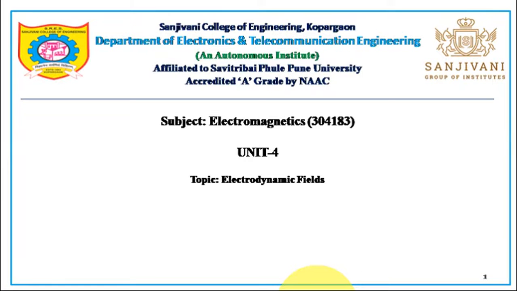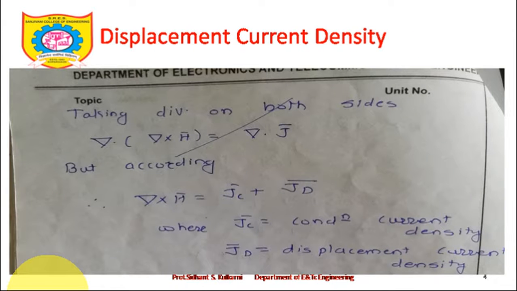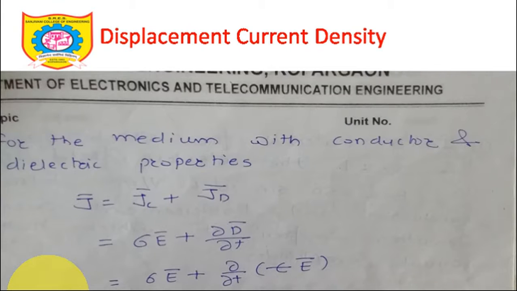Welcome back, students. In the previous lecture we started with the electrodynamic field and we were dealing with the displacement current density, and we tried to understand the concept of JC bar and JD bar theoretically. Let's try to understand this concept mathematically also. Before proceeding to that, one more thing.